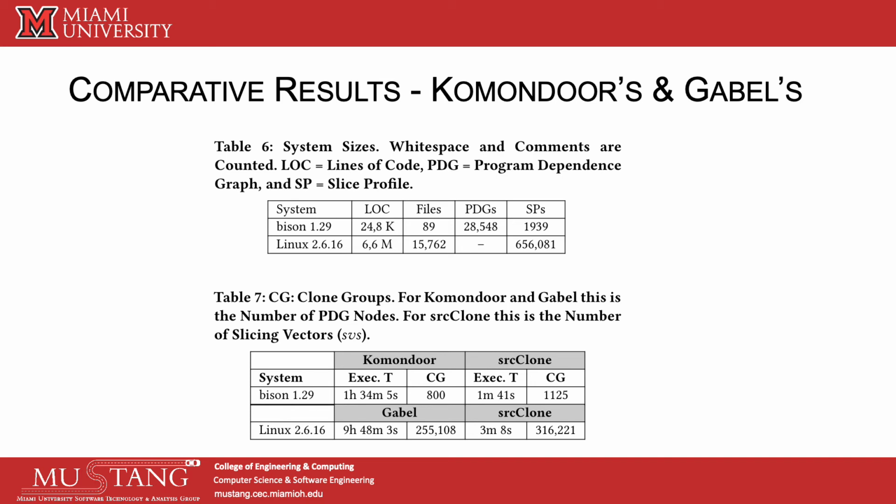As you can see, Commander took almost an hour and a half to find 800 clone groups. In our tool, within less than 2 minutes, we find more clone groups, more than 1,000. In the Linux kernel, Gable took about 9 hours to find 255,000 clone groups, and we find more clone groups within just 3 minutes.